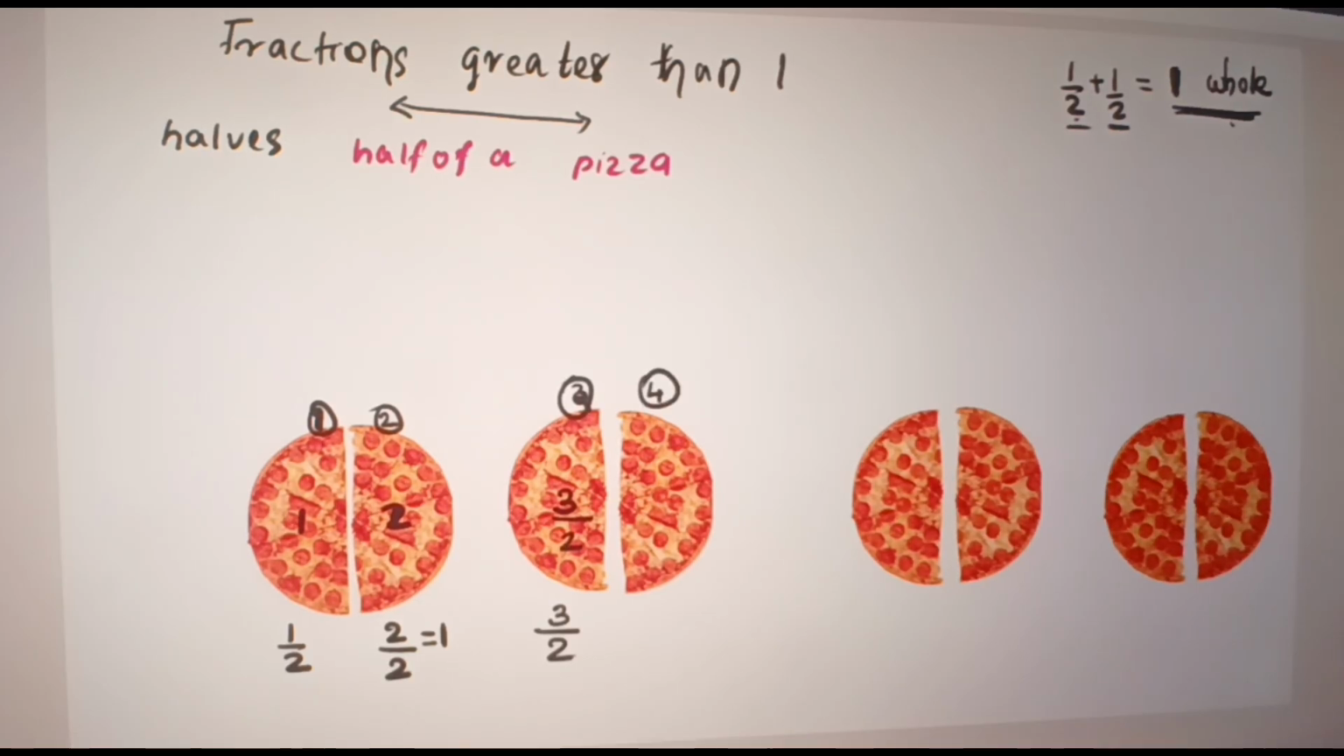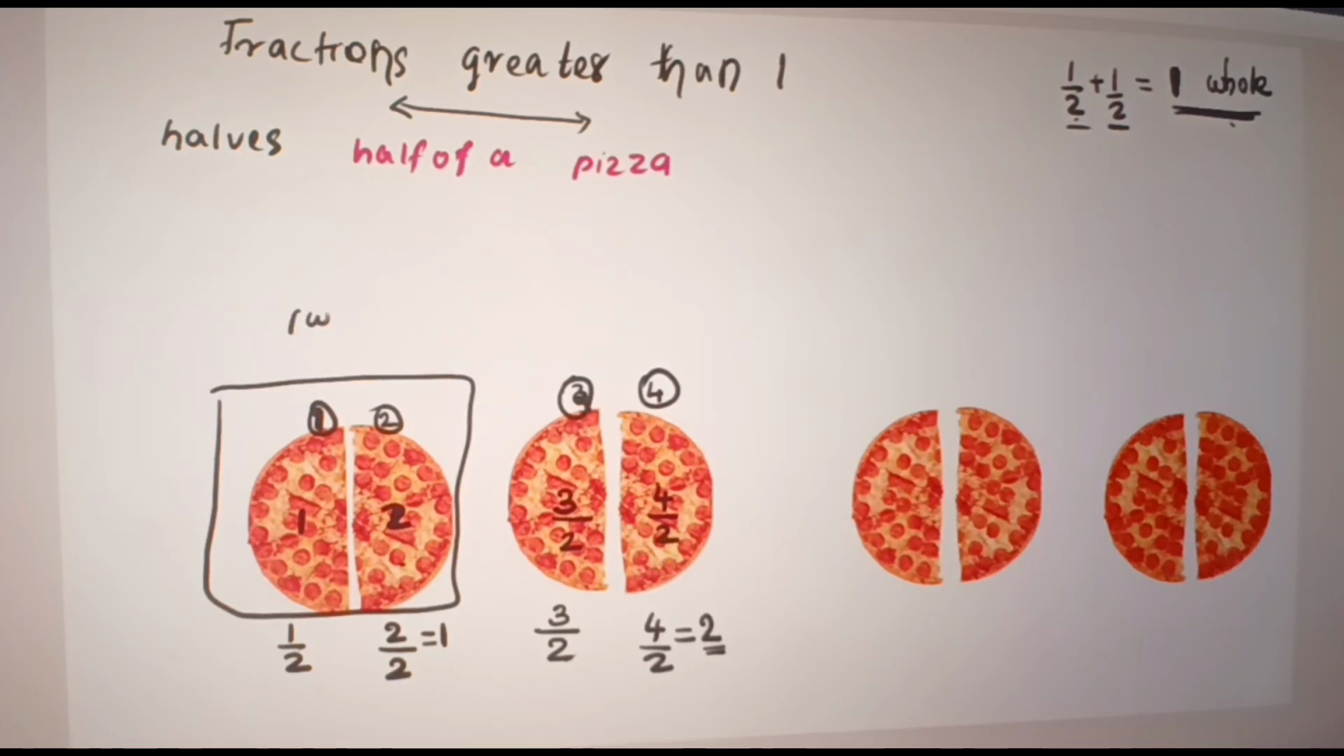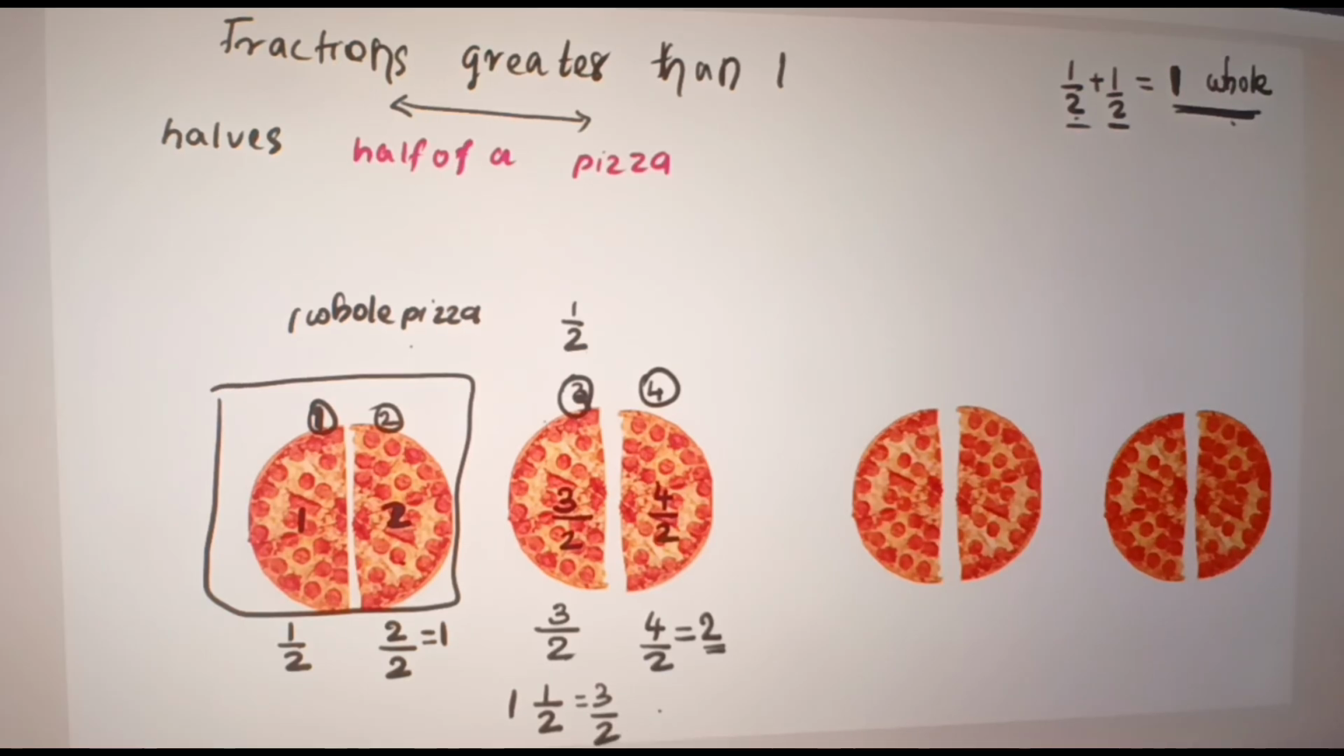So this will become 4 halves. 4 halves means 4/2. 4/2 means 4 divided by 2, that is 2 wholes. So 4 halves gives you 2 wholes. Look here. 3 halves means there is 1 whole pizza plus another half. So 1 whole pizza and a half pizza makes 3 halves.